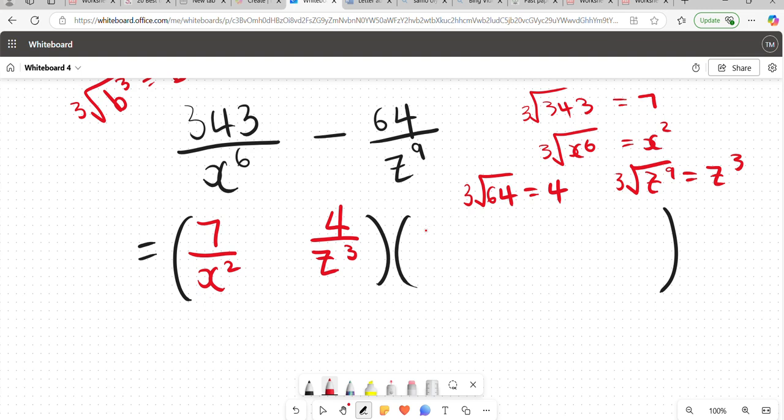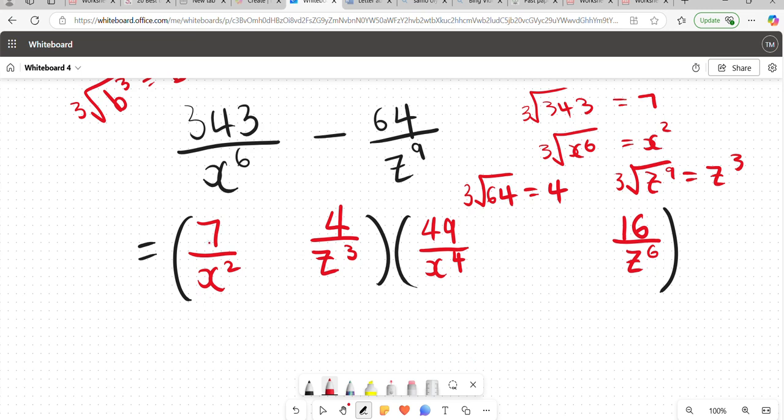I take this, I square it, I still get the 49 at the top. But at the bottom, I get the x to the power 4. I take this, I square it, I get the 16 at the top. And at the bottom, I get the z to the power of 6.